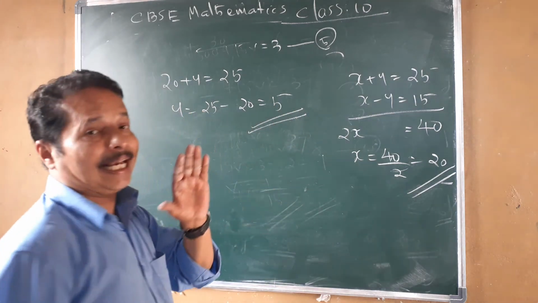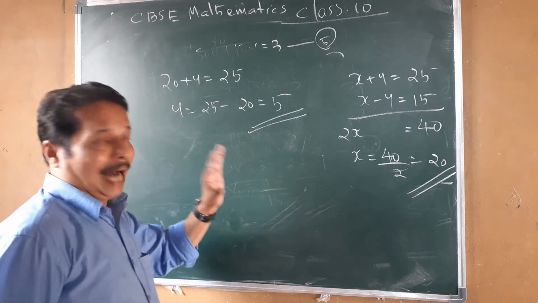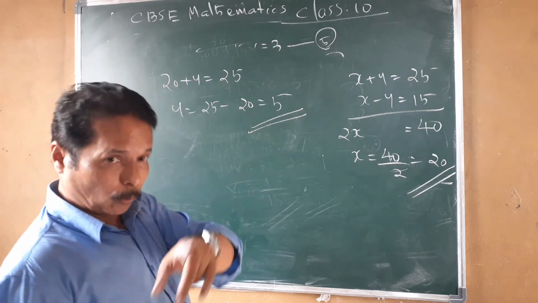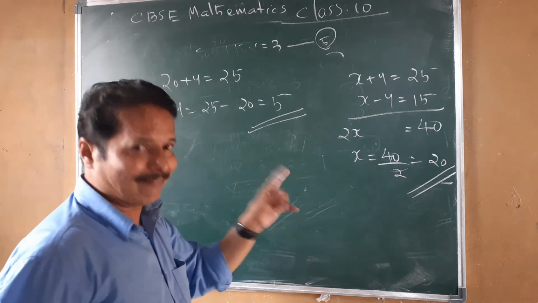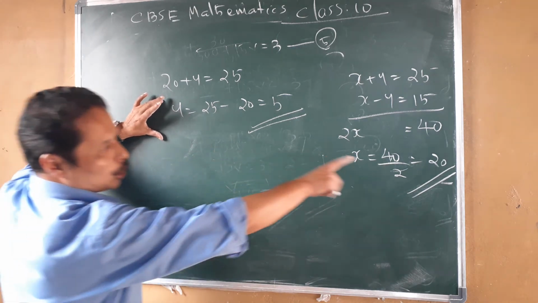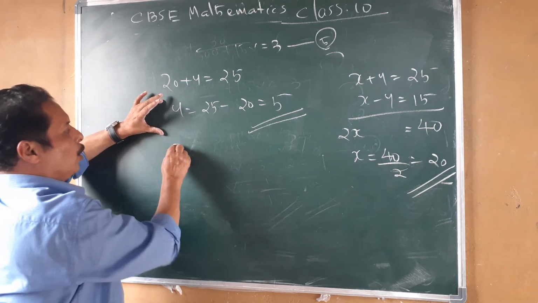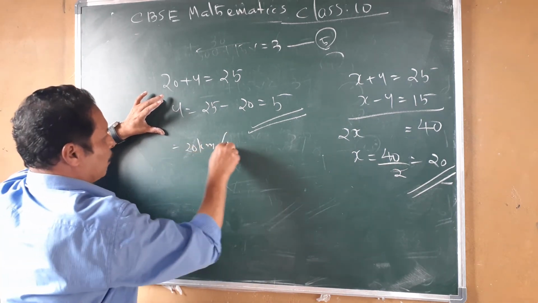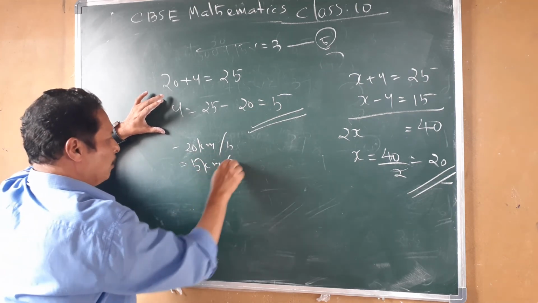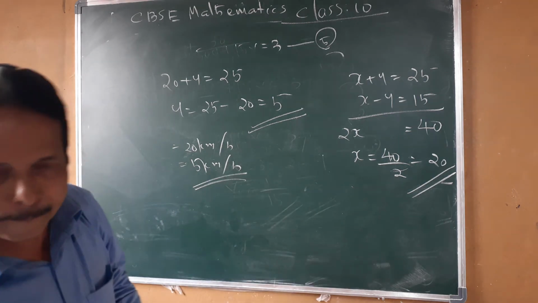Then check very carefully the video. Watch very carefully the video. I will give you the same type of problem as home assignment for the revision class. You remember that? And x is equal to 20 means speed of boat equal to 20 kilometer per hour and speed of stream, that is y, equal to 5 kilometer per hour. That is your answer. Is it clear?